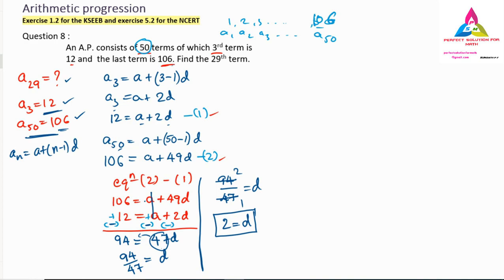After finding the d value, what we have to do, that is also already solved. We will go for equation 1 or equation 2 to substitute this d value to find the a value. Okay, so I will substitute d in equation 1. Equation 1 is 12 equals a plus 2d. So 12 as it is, a as it is, but the d value we found.